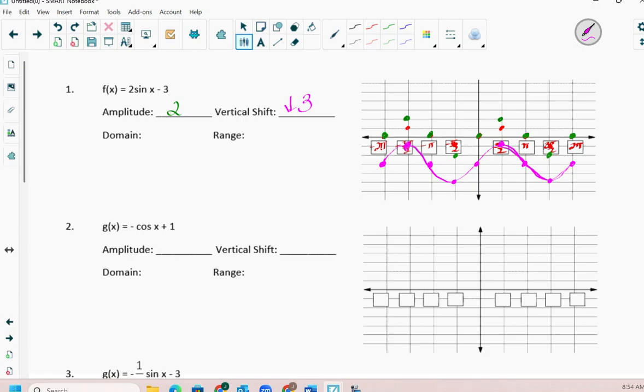And doing those in the right order really does matter. If you shift down 3 first and then stretch by 2, you would have a very different graph than what we have, okay?